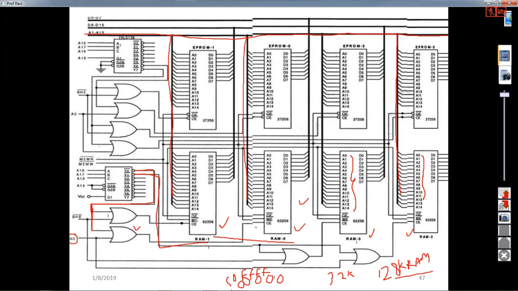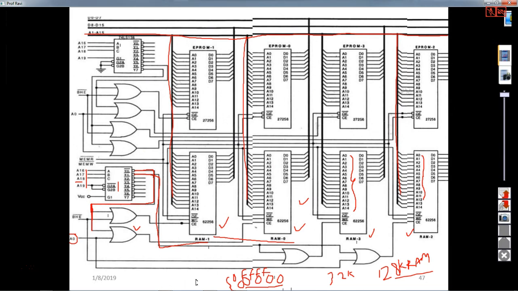Right. So if you try to see A1 and A15, these are connected. A16, A17, A18 and A19, they are always zeros. So A19 is given to this, always it is 0. So this is connected to G2A bar and G2B bar. And A18, A17 and A16 can be 0, 0, 0. So when it is 0, 0, 0, Y0 can be selected.